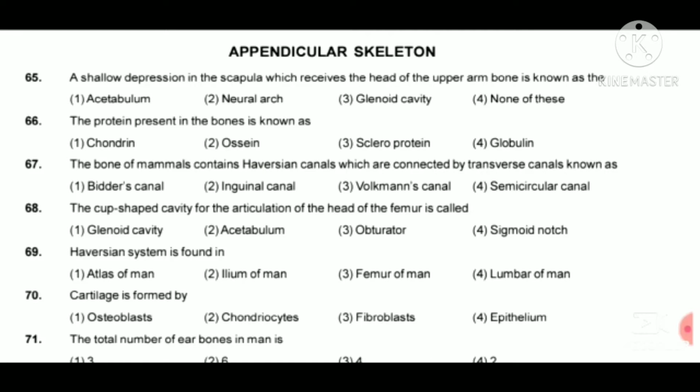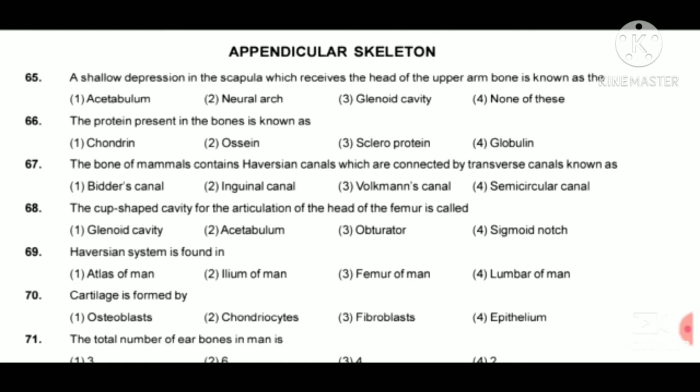Next is question number 67. The bone of mammals contains Haversian canals which are connected by transverse canals known as number 1, Byer's canal; number 2, inguinal canal; number 3, Volkmann's canal; and number 4, semicircular canal. Now, what is a Haversian canal? Haversian canals are found in the bone matrix of long bones. These canals surround the blood vessels, and the Haversian canals which are connected by transverse canals are known as Volkmann's canals. So the answer is option number 3.